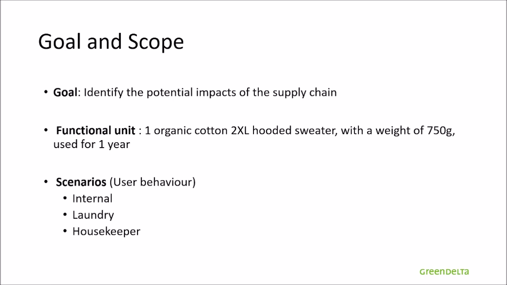The functional unit remains the same as before, so 1 organic cotton 2XL hooded sweater with a weight of 750 grams and used for a year. Some scenarios will be studied regarding the use phase, different from the environmental study. So this time we are going to have a base case where the user washes the sweater himself or herself, another scenario with the laundry service, and finally, a scenario where the washing is done by a housekeeper or any similar worker washing the sweater on your behalf at home.